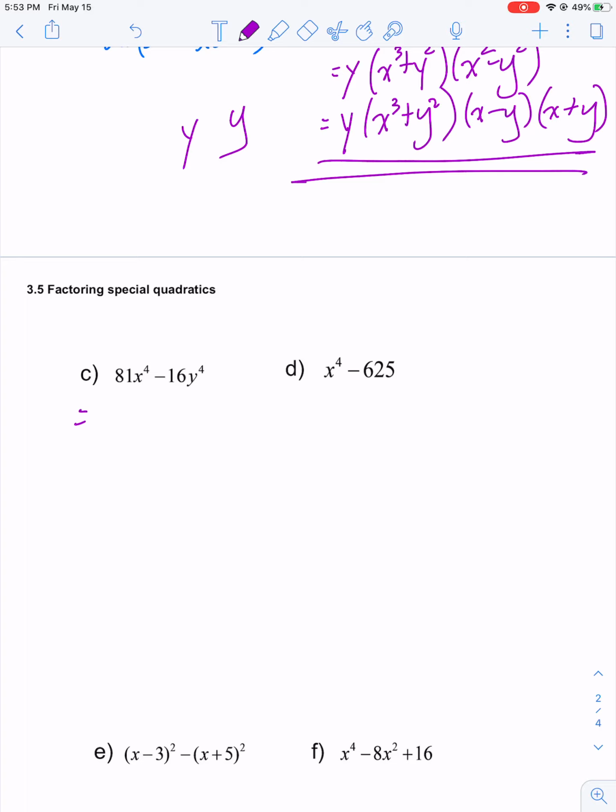They have nothing in common. Remember, common factoring first if you can do it. Common factoring first. Well, 81x to the 4. When I see numbers that are perfect squares, I immediately start thinking difference of squares. And as long as the variable parts are also perfect squares, then it is difference of squares. Well, two things have to be true. It has to be subtraction. Okay, so 81x to the 4 is the square of 9x squared, and 16y to the 4 is the square of 4y squared.